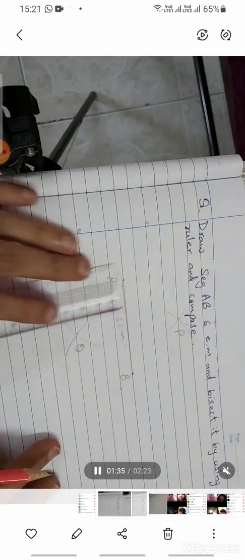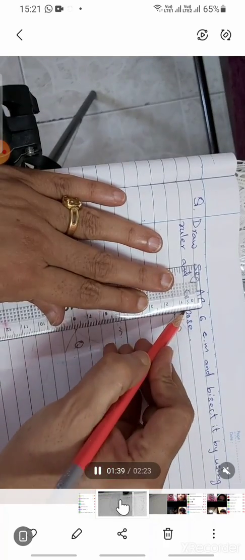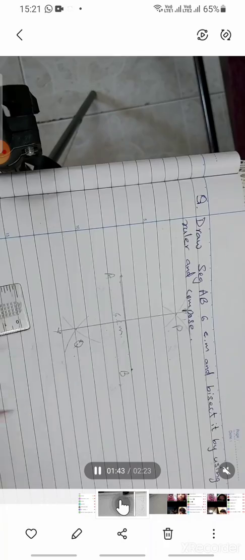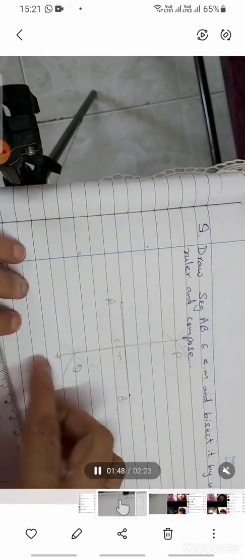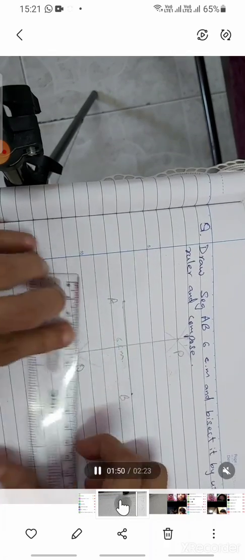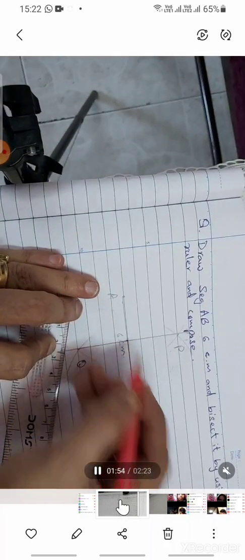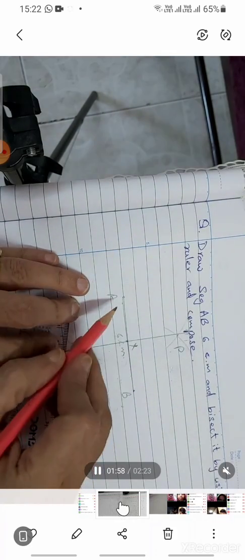Now we will draw a line through point P and Q. So this is our bisector of segment AB. So when we bisect any segment, it divides that segment into two equal parts.